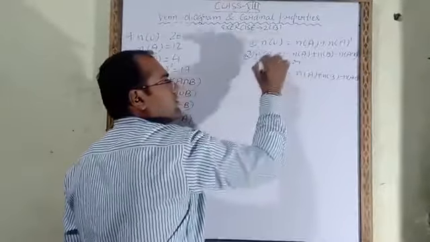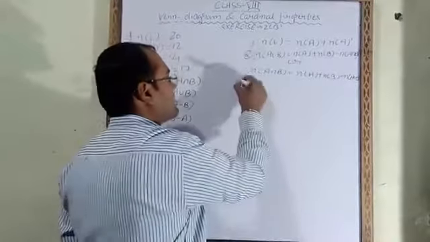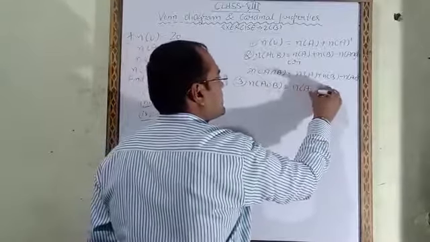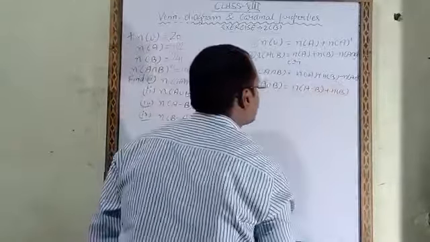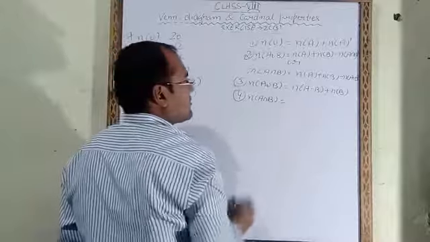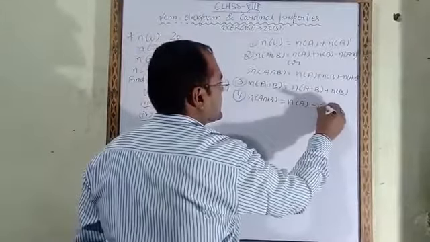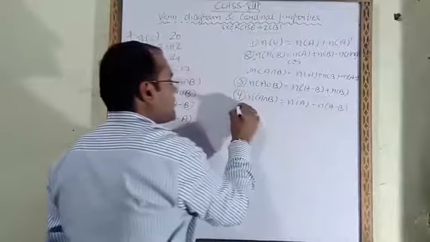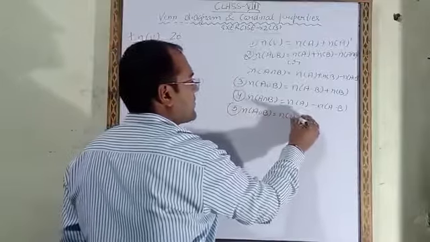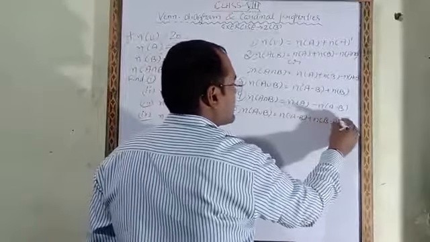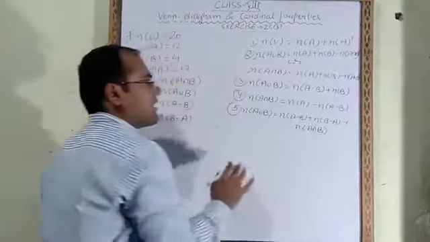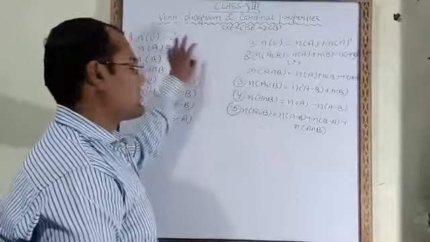So either you have to use this formula or this formula, both are same only. Third, n(A union B) is equal to n(A minus B) plus n(B). Fourth, n(A intersection B) is equal to n(A) minus n(A minus B). Fifth, n(A union B) is equal to n(A minus B) plus n(B minus A) plus n(A intersection B). So these are the 5 formulas that we have to learn for such questions.